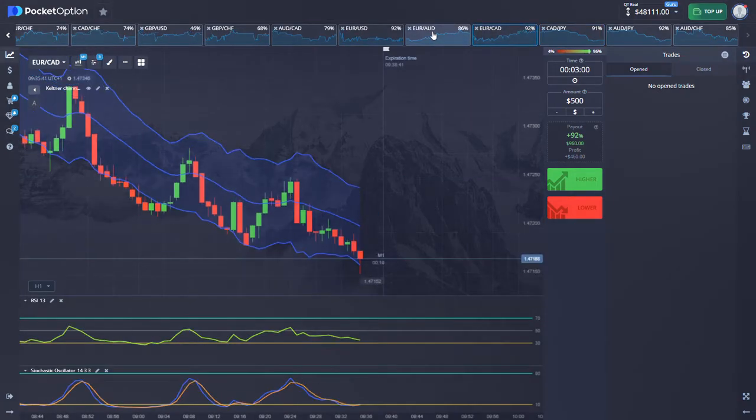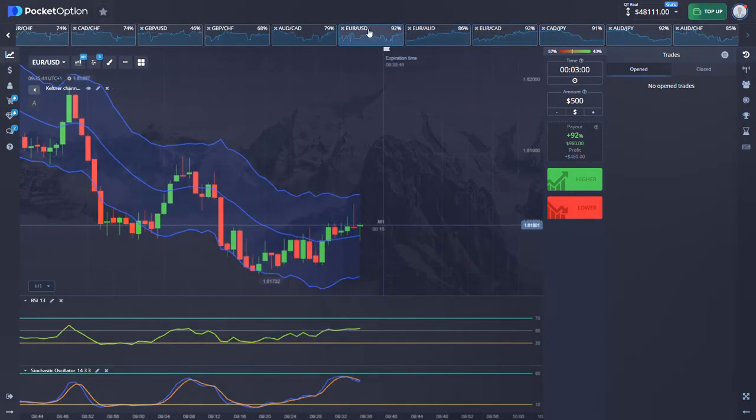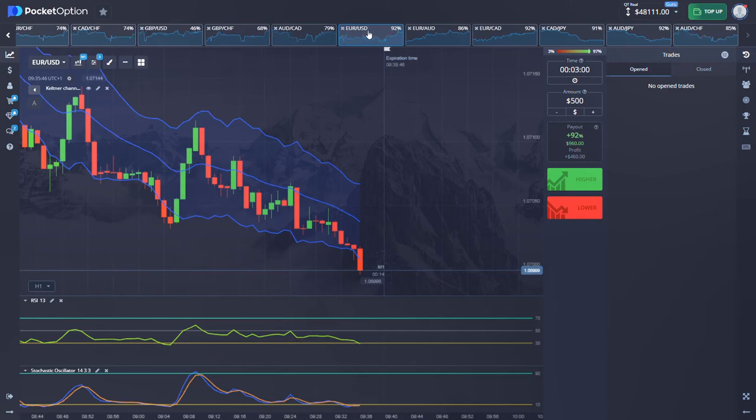Hello everyone, today I'm sharing with you how to make money in Pocket Option with just 3 indicators.